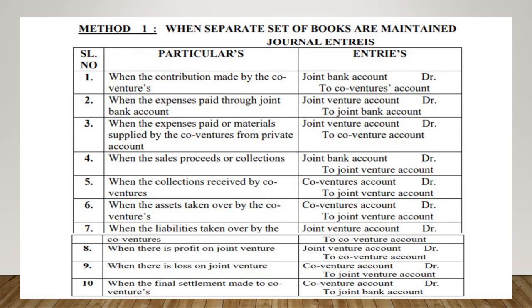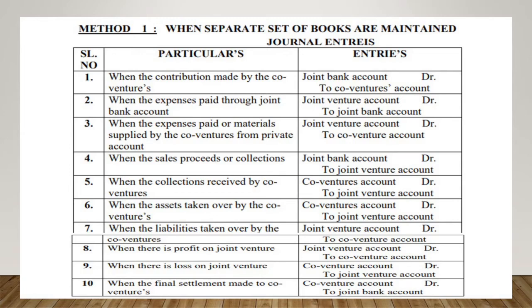When assets are taken over by the co-venturer in his name, co-venturer's account debit to joint venture account. Sometimes liabilities are also taken over by the co-venturers. When liabilities are taken over by the co-venturer, joint venture account debit to co-venturer's personal account. Profit distribution: joint venture to co-venturer's account. And if there is a loss, co-venturer to joint venture. Finally, settlement is made to the co-venturers: co-venturers' account debit to joint bank account.